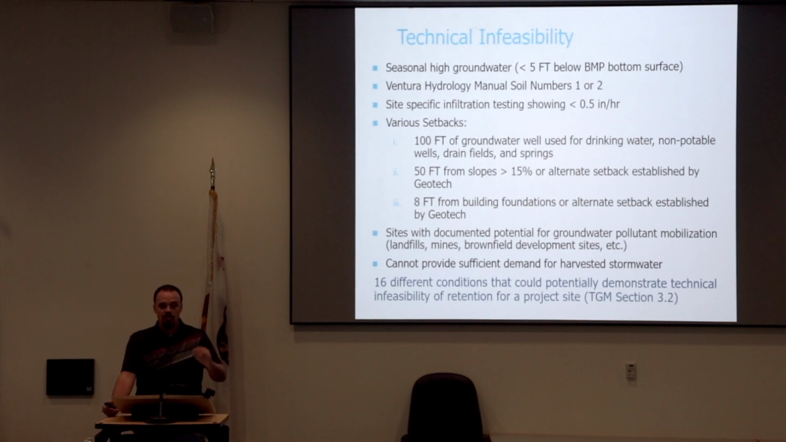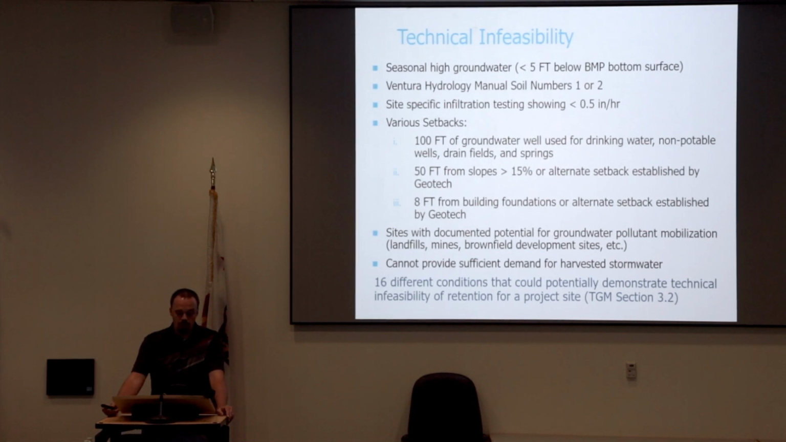There's also various setbacks that are required. So 100 feet from groundwater wells, drinking wells, springs, 50 feet from slopes greater than 15%, unless an alternative setback is established by a geotechnical engineer. Same thing with the building foundations. A geotech can establish a different one, but in here the general number is 8 feet setback from foundations.